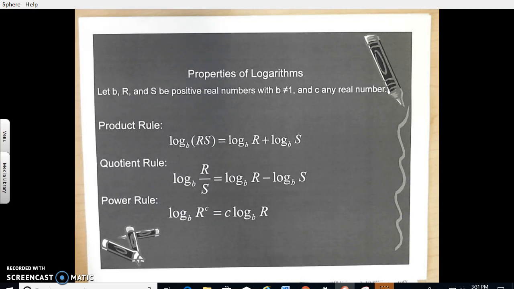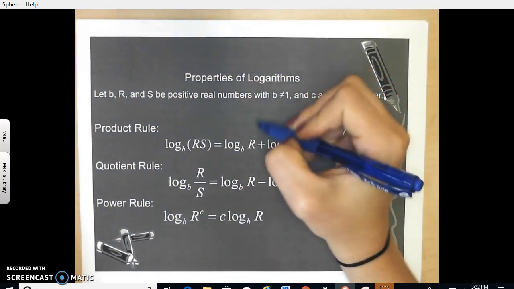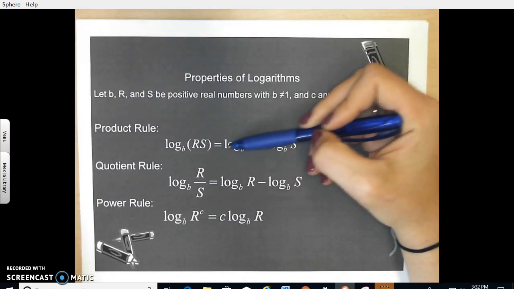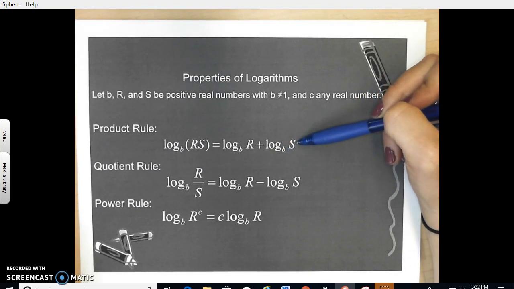be any real number. We have the product rule. So if we have the log base b of r times s, we could expand this log from a product to two separate logs where we're adding them. So it would be log base b of r plus log base b of s.